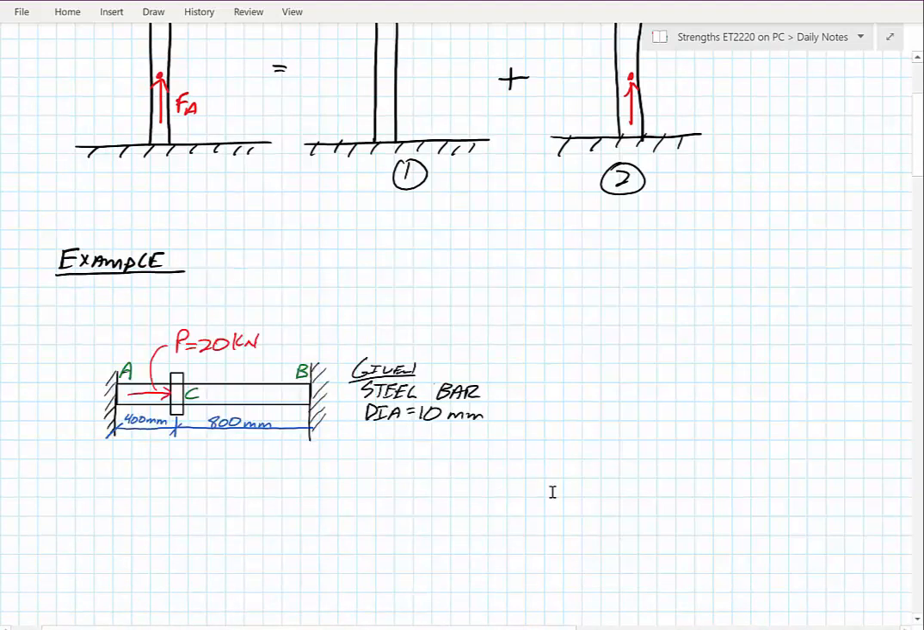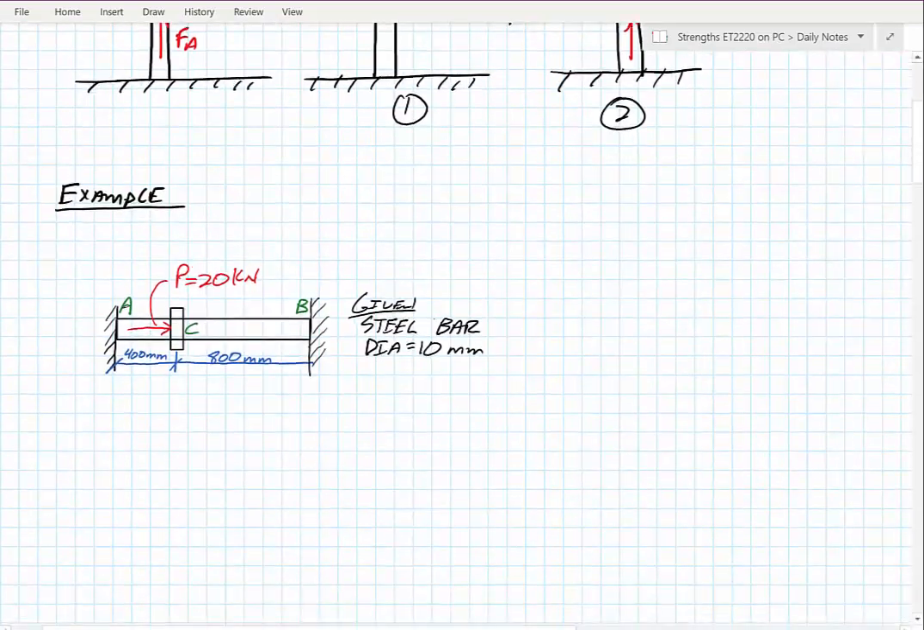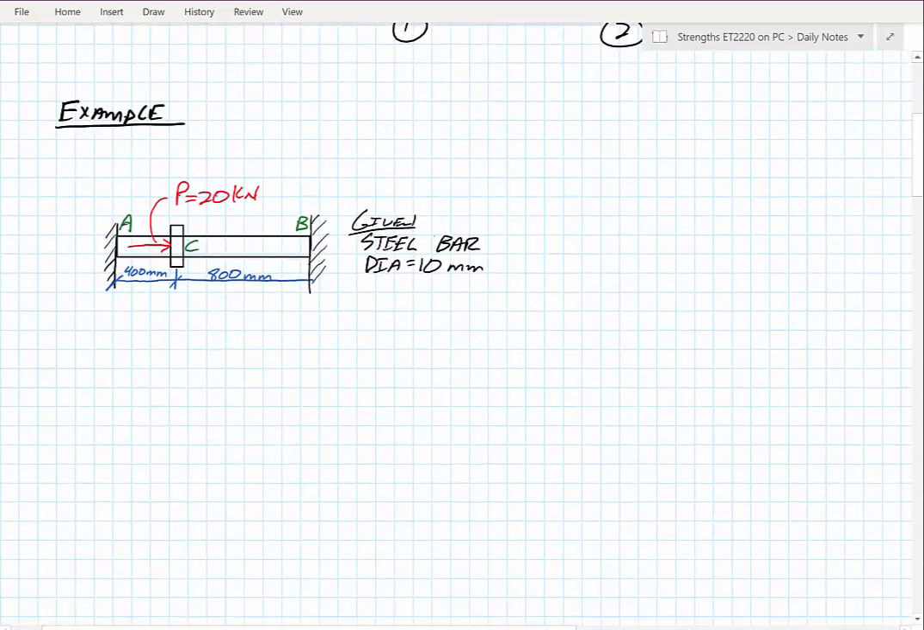So in this case, what I have is this 20 kilonewton force P that's pushing on this collar that's attached to this bar AB, and AB is held between these 2 rigid surfaces. I'm given that it's a steel bar and it has a diameter of 10 millimeters. And what I would like to do is find the reactions at A and at B.